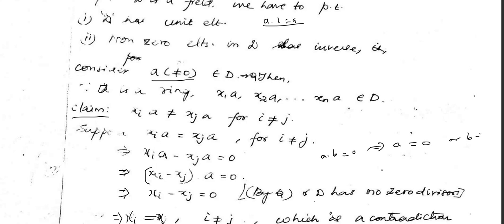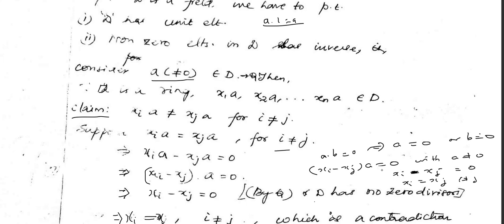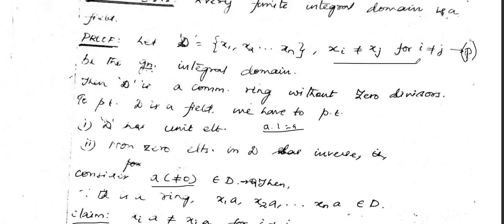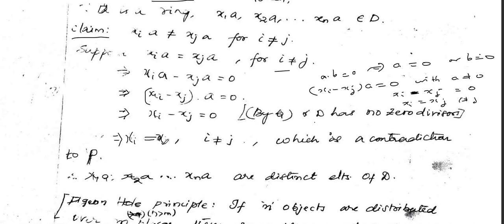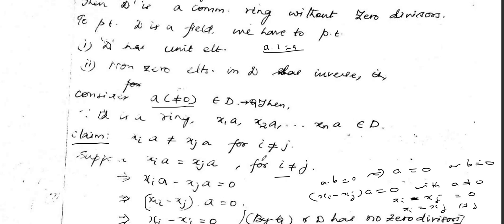So here we have (xi minus xj) a to be 0 with a not equal to 0. And therefore we should have xi minus xj equal to 0, which in turn gives xi equals xj with i not equal to j. But that's a contradiction. i not equal to j we have been considering from the beginning. So in this statement P we have said that these two are distinct for i not equal to j, but here we are getting they are equal. So that contradiction tells us that these elements are also distinct.